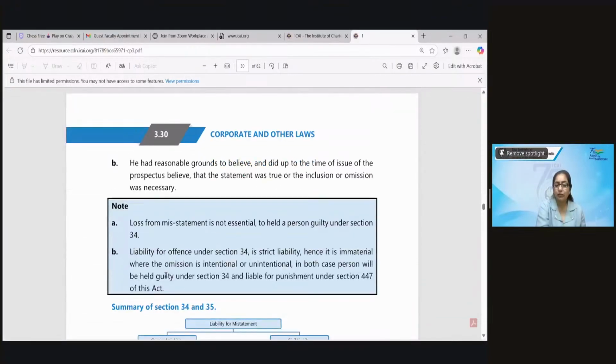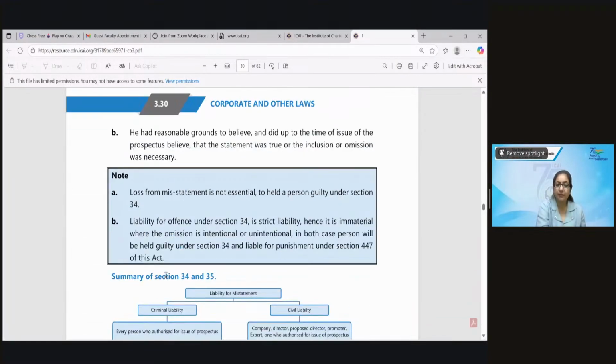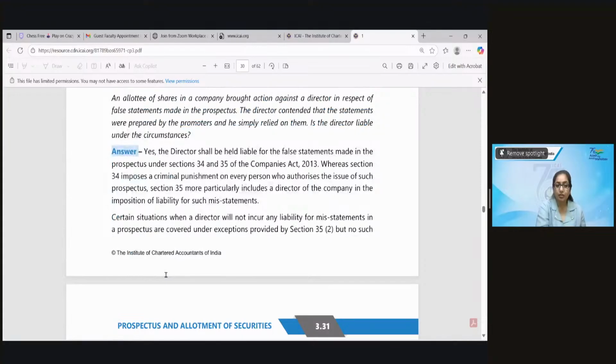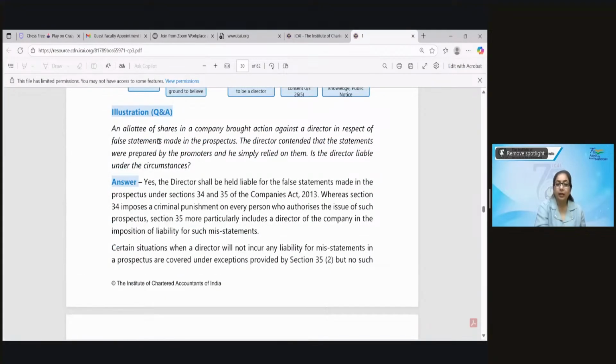Okay, फिर हमने section 34 भी सारा पढ़ लिया, वहां से भी फटाफट से उस पे आ जाते हैं. Illustration पे, allotee of the shares brought action against the director for the false statement. Director said that the statements were prepared by the promoters and he simply relied upon it. Will the directors be held liable? Of course they will be held liable. Promoters तो आप ही के बंदे हैं ना, so they will be held liable because section 34 imposes a criminal punishment on every person who has authorized.